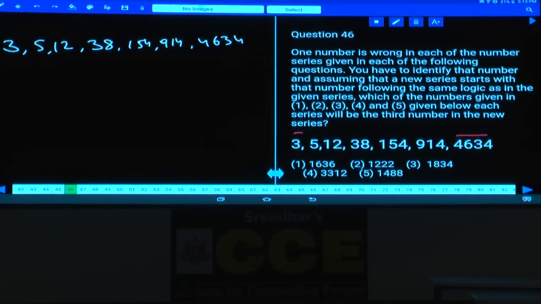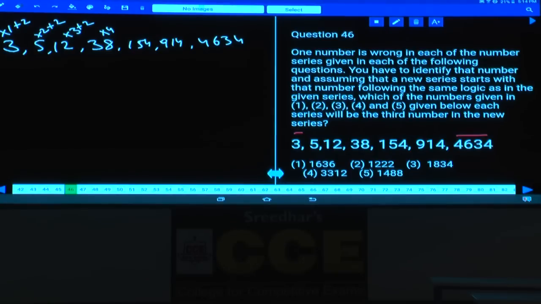Now 3 and 5, how to express this one? 3 into 1 is 3 plus 2 is 5. And 5 and 12, 5 into 2, 10 plus 2 is 12. And 12 and 38, 12 into 3, 36 plus 2, 38. Yes, what is the logic here? Into 1 plus 2, into 2 plus 2, into 3 plus 2, into 4 plus 2. What is 38 into 4?